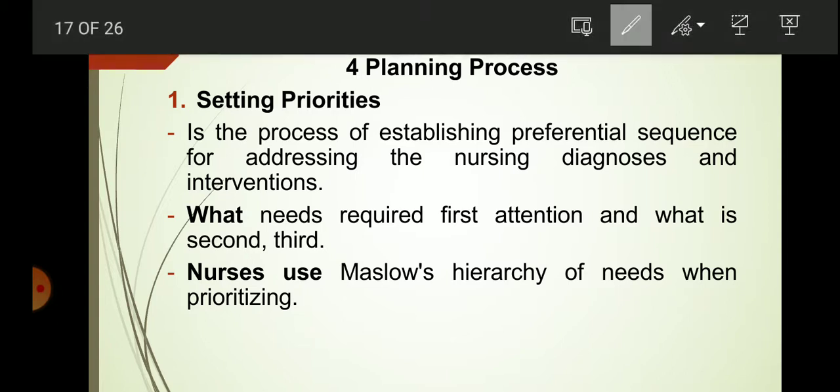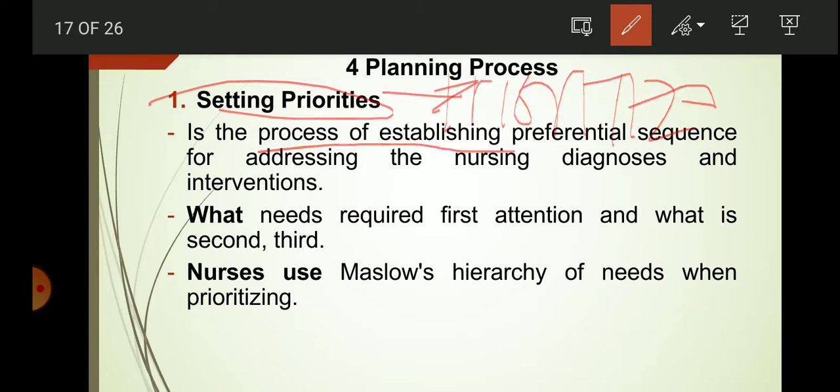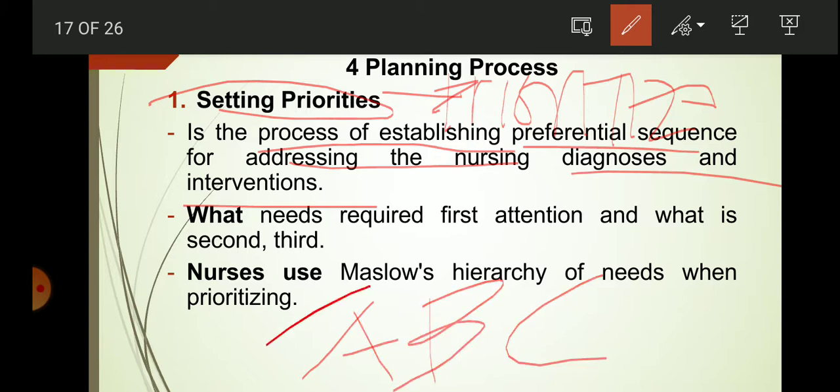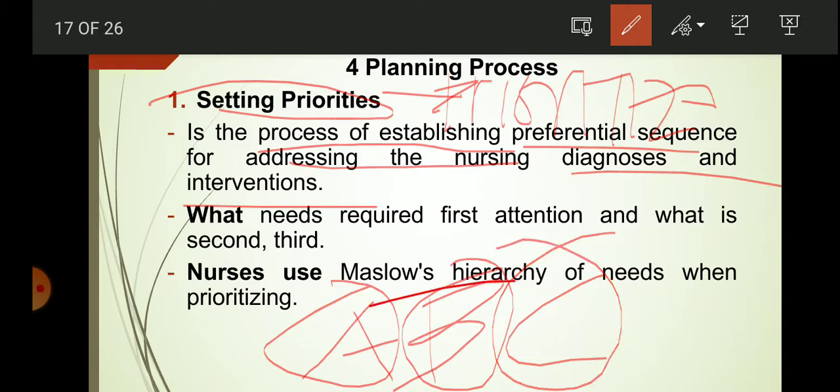For the planning process, the first step is to set priorities, which is just a matter of prioritization. Prioritization is the process of establishing a preferential sequence for addressing nursing diagnoses and interventions. Which would you attend to first: a client having difficulty breathing because of a blood transfusion? Of course, always remember the ABC: airway, breathing, circulation. So you address the airway first. Suppose you have a patient with difficulty breathing on blood transfusion, a patient you need to prepare for surgery, and a client complaining or crying because of pain at the dextrose site. Of course, what comes first is the airway. You choose first the client who is suffering from an airway problem, the one who reacted to the blood transfusion.